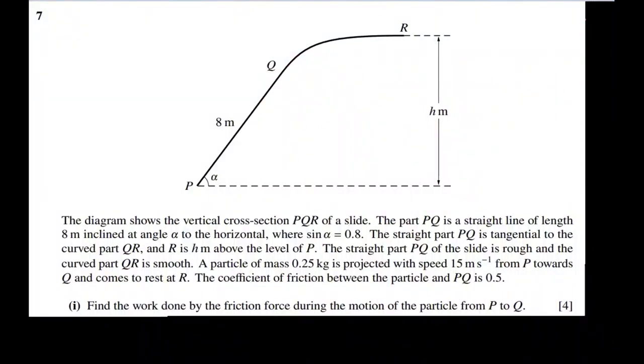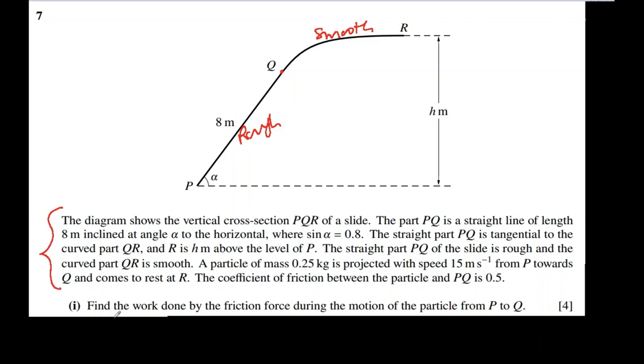The final question has given some detail about the vertical cross section of a slide. So read this part and then we'll proceed. You can pause the video for the time being. Okay, so clearly they're saying that the diagram shows the vertical cross section of the slide, and this part is rough, but from Q to R is smooth.